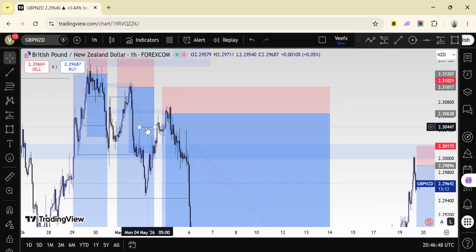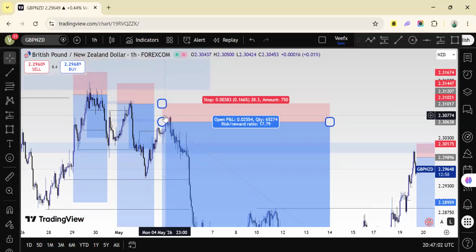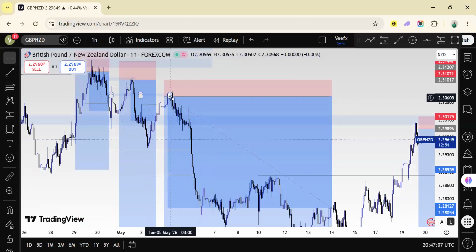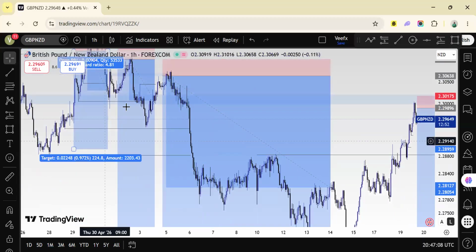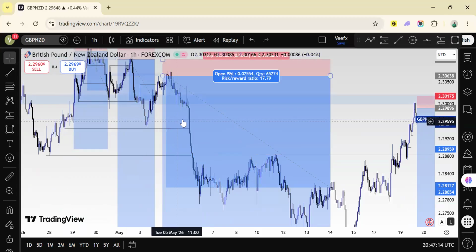Now, looking at the possible POIs, I have a breaker block here, right? I have a breaker block here, which is why I used this breaker block as my POI. It followed all the rules, and we got another entry. Now this one, once it triggered, it sold down. So now we still have another key low here that has now been taken out, right?